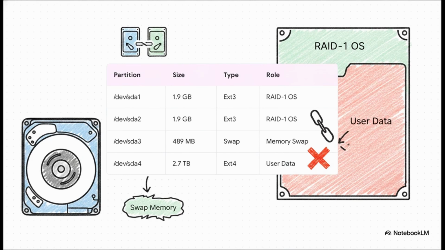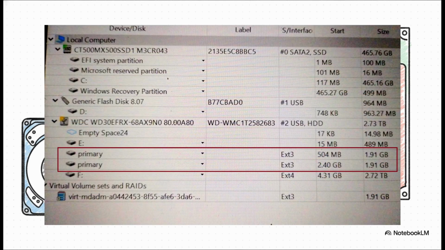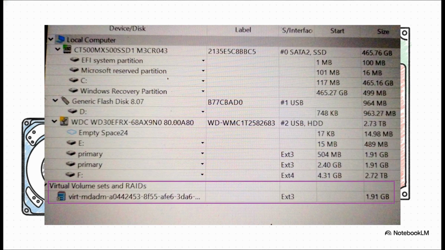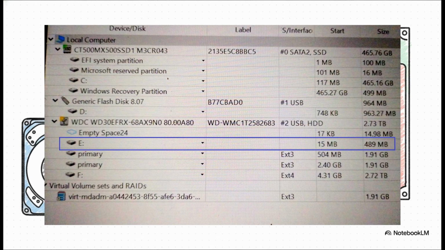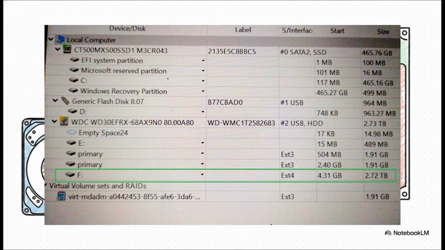If we peek at the drive's internal layout, it uses a GUID partition table that separates the operating system from your user data. Ubuntu has no problem recognizing the first two 1.9 gigabyte ext3 operating system partitions, which, by the way, are arranged in a RAID 1 mirror. It also sees the 489 megabyte memory swap partition. But it's that massive 2.7 terabyte ext4 data partition at the very end, usually sitting at /dev/sda4 or sdc4, that contains your actual files, and that is what triggers the ugly error.